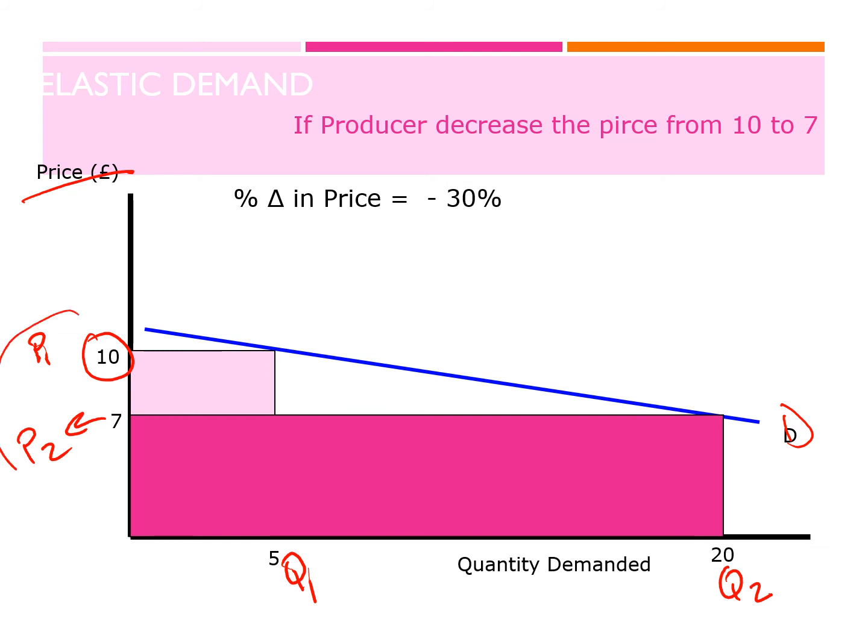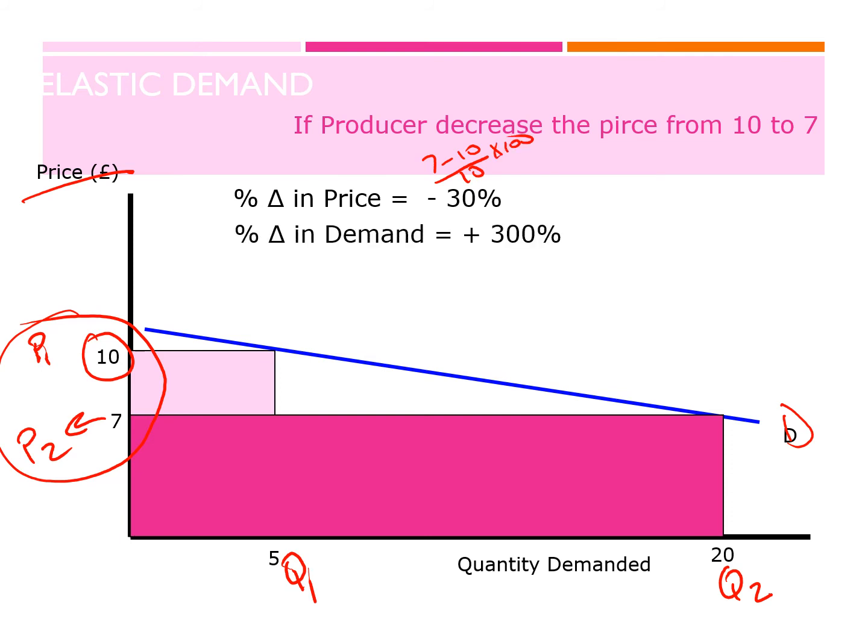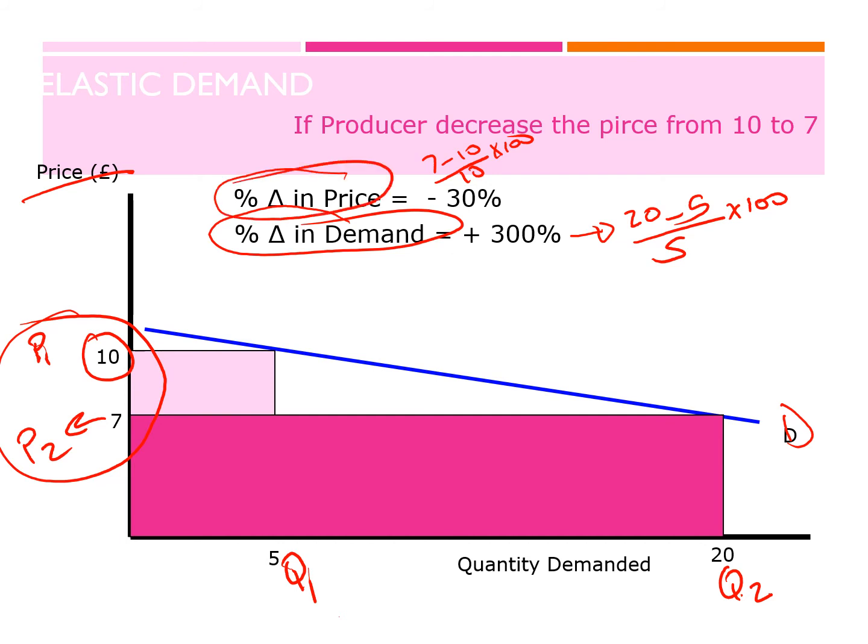So the percentage change in price by itself would be 7 minus 10 over 10 times 100. And the percentage change in quantity, how did I get the 300%? It is 20 minus 5 over 5 times 100. So when I want to find my PED, remember it's the change in demand over the change in price. So it would be 300 divided by 30%.